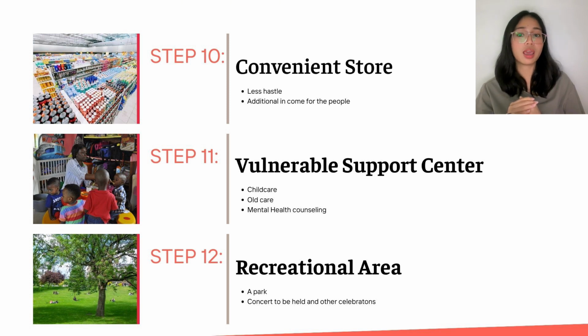And step 12, recreational area. Let's allocate an area where people could go. Let's say it's a park or just an open space for the people to have time to talk and to have their alone time or time with their friends and families.